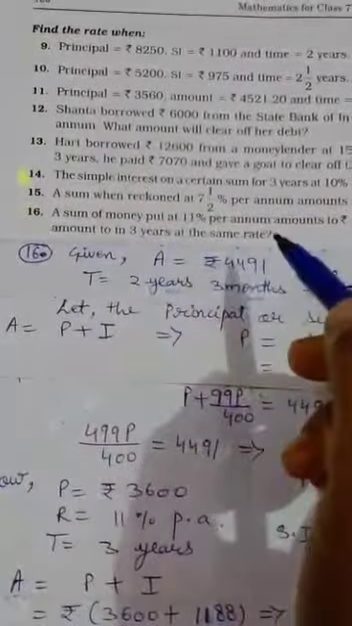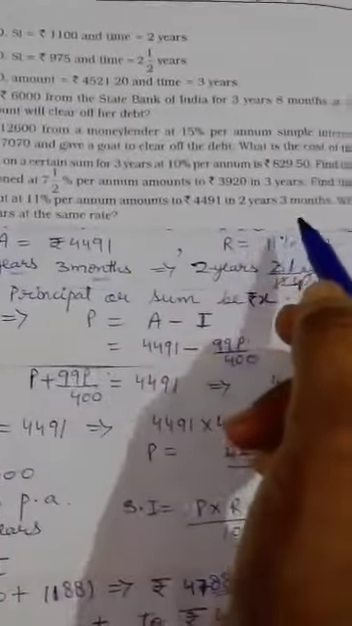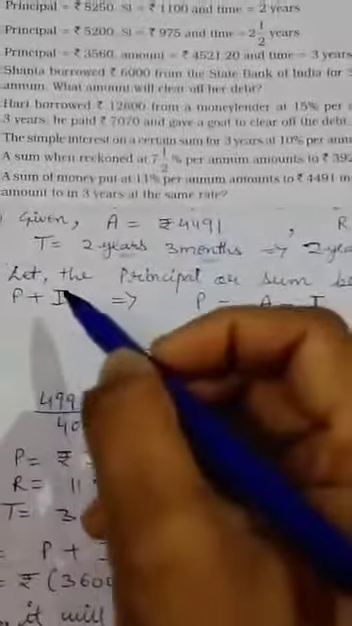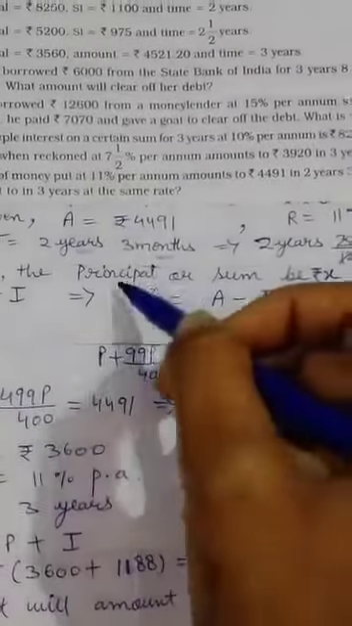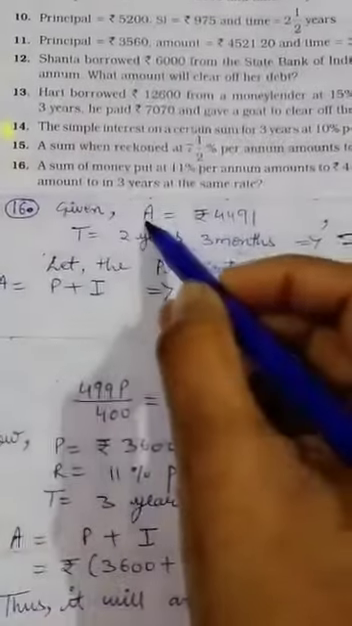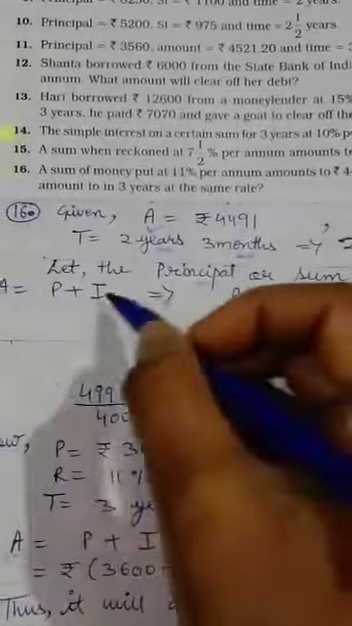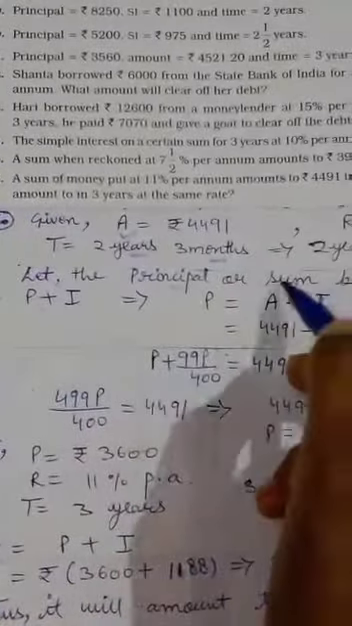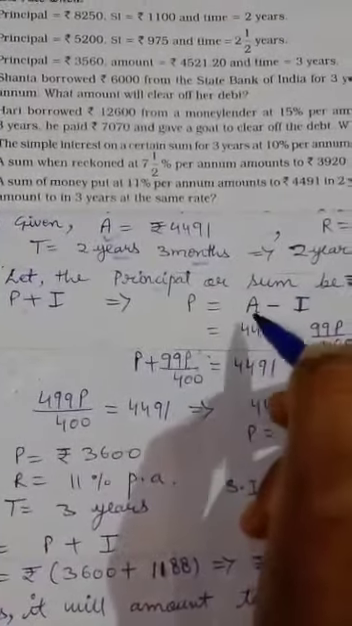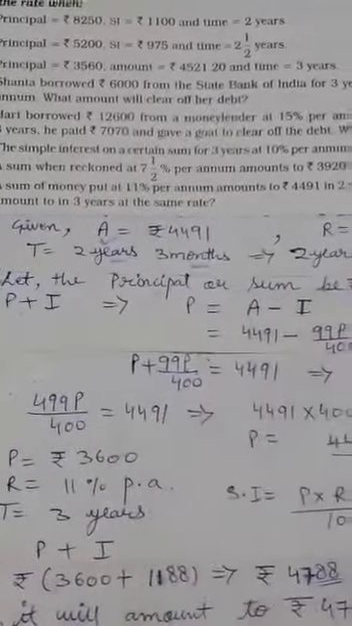Principal is not given. So first of all, we have to find the principal from the first part. So let the principal, or sum, be rupees X, both have the same meaning. Now you know that amount is principal plus interest. So for finding the principal, we have to do amount minus interest. So first of all, we have to find the interest.